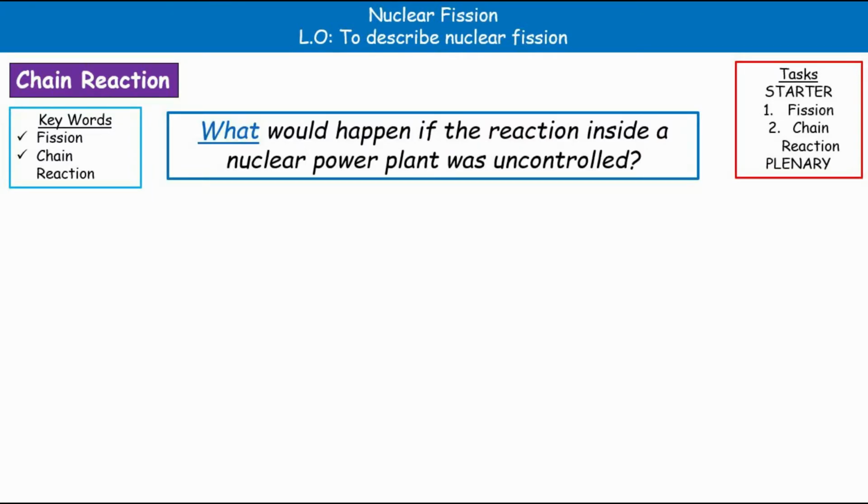So inside our nuclear power plants, we've got this idea of a chain reaction occurring to an extent, but we control it. So here's a question: what would happen if the reaction inside a nuclear power plant was uncontrolled?